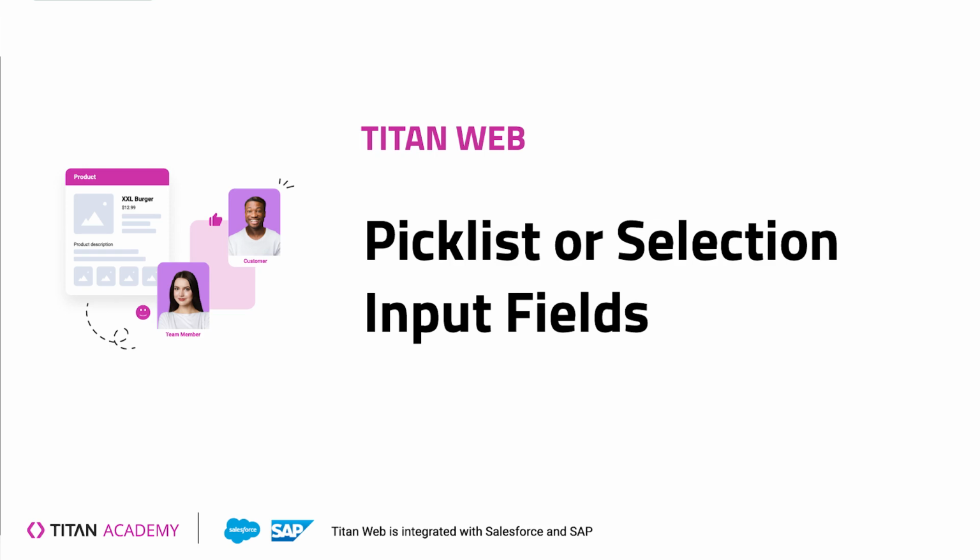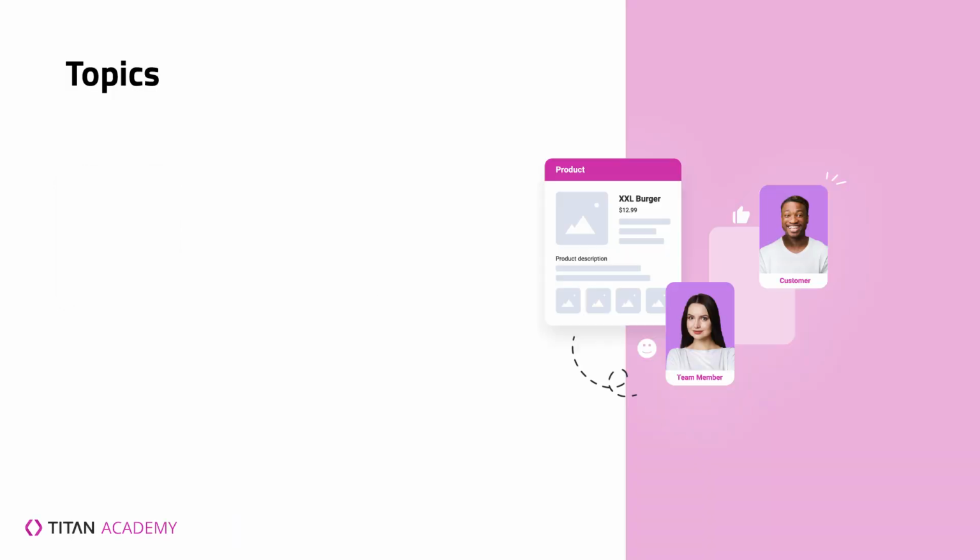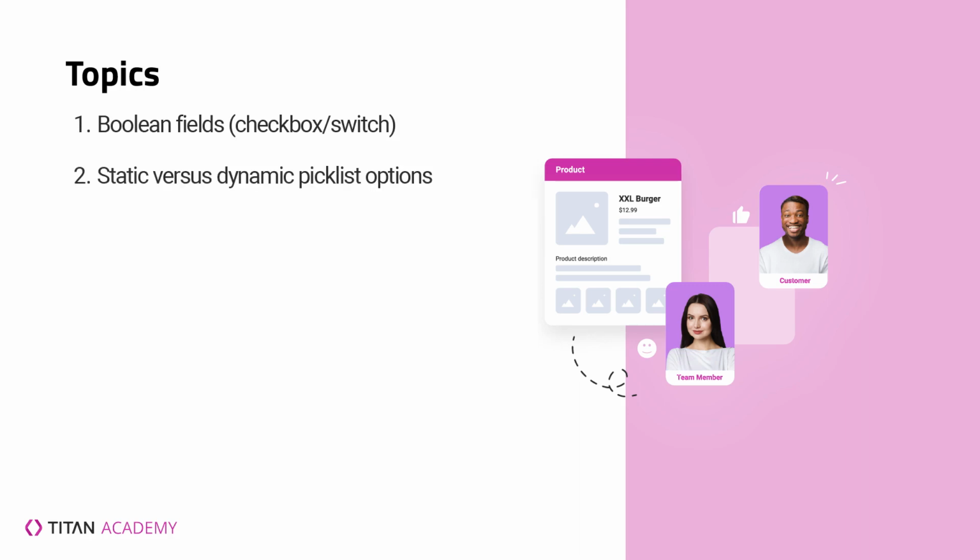Today we'll be talking about picklist or selection input fields in Titan Web. First, we'll cover some of the fields that are Boolean fields, such as checkbox and switch. Then we'll show you the difference between static picklist options and dynamic picklist options. We'll show you how you can cache the metadata for those picklists so that your load time will be faster.